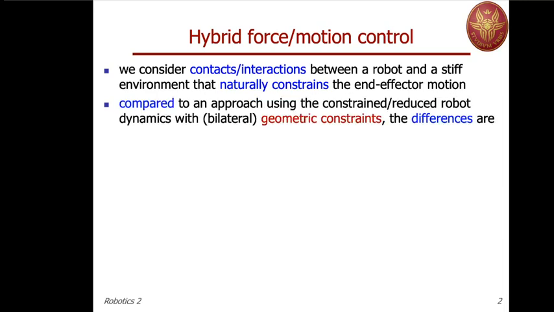Now, we have already seen that there's a possibility of considering such bilateral geometric constraints within the dynamics and obtain a constrained dynamic model or a reduced dynamic model where we eliminate the extra degrees of freedom and remain only with the independent degrees that allow motion. So what is new in this context? There are some differences when we are dealing with hybrid force motion control.